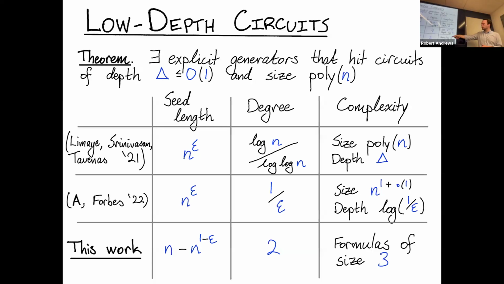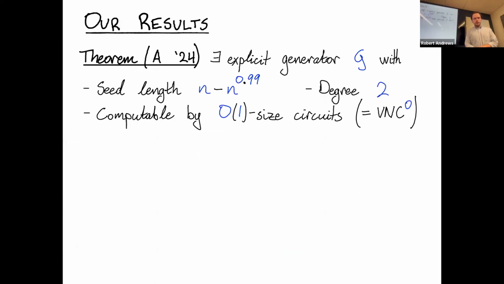Okay, so I want to tell you more concretely what is the statement that's underlying this generator, and then maybe give you some idea what the generator looks like and even why it should be correct. Okay, so here's the theorem statement. There's some explicit generator. It has seed length n minus n to the 0.99, so pretty close to n.